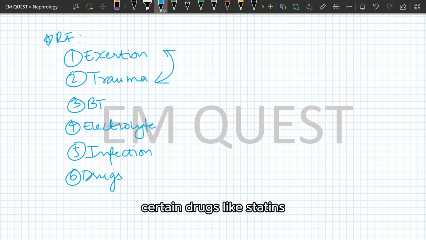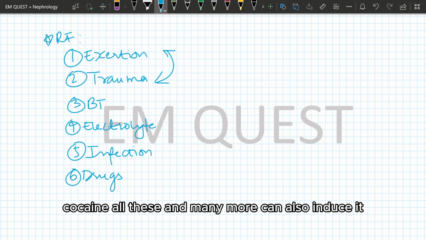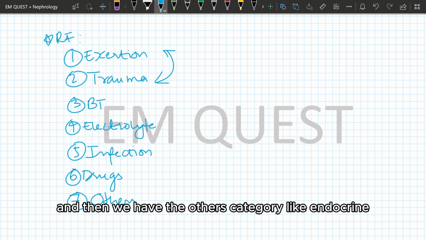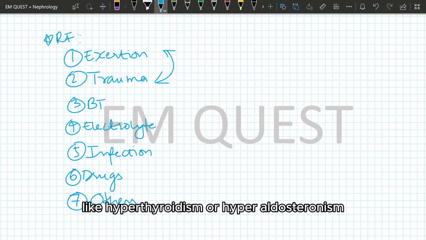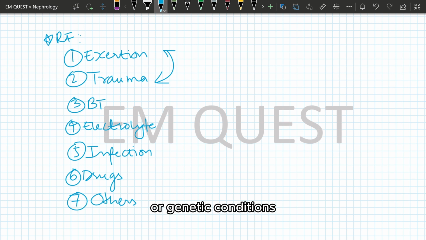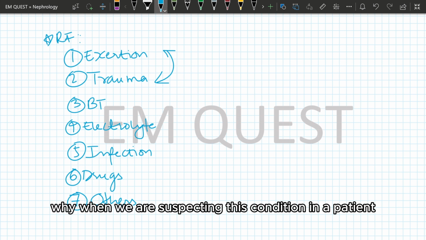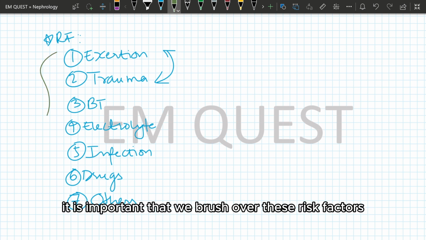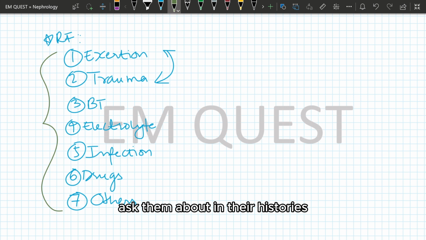Certain drugs like statins or other antilipid agents like ezetimibe or clofibrate, PPIs, psychiatric medications, alcohol, cocaine, all these and many more can also induce it. And then we have the others category, like endocrine, like hyperthyroidism or hyperaldosteronism, or autoimmune conditions like dermatomyositis, or genetic conditions. And hence when we are suspecting this condition in a patient, it is important that we brush over these risk factors and ask them about these in their histories.